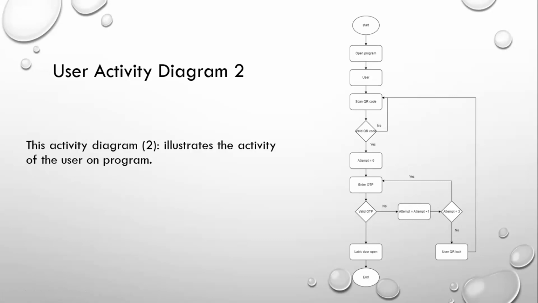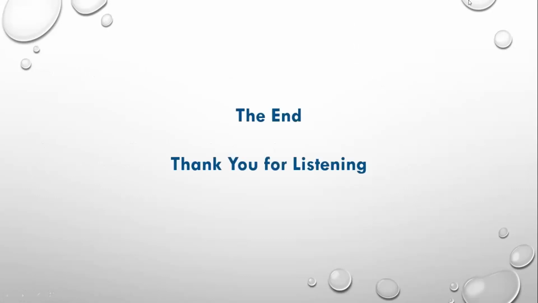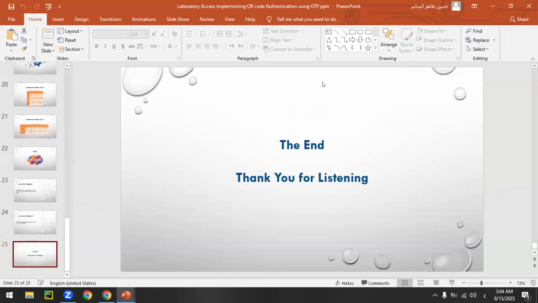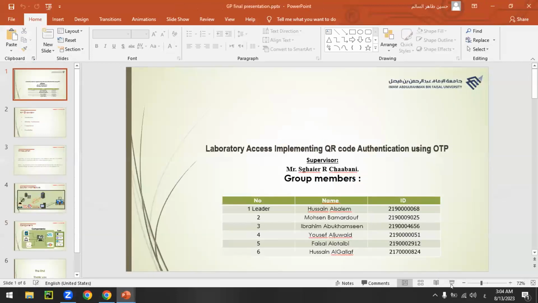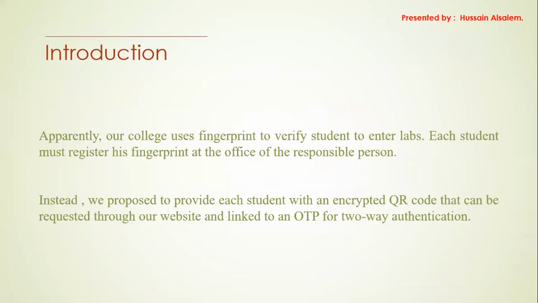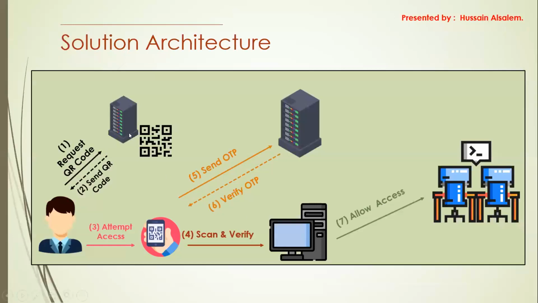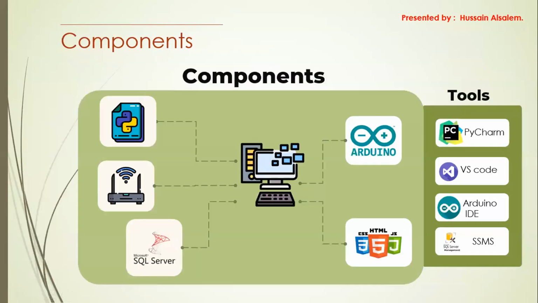Lastly, I want to mention the architecture of this project, or this idea, to be more clear. Here, the user will request the QR code, and the server will respond with the QR code. And here the user attempts to access. There is an authentication server. He will send the OTP and verify the OTP. If it is correct, the student will be allowed to enter the lab.